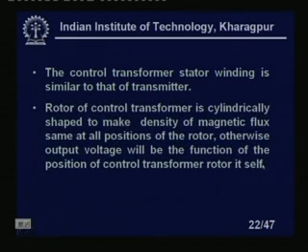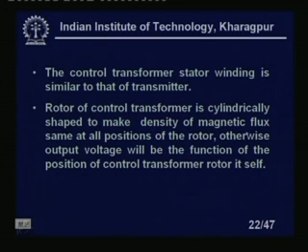The rotor of the control transformer is cylindrically shaped to make the density of magnetic flux the same at all positions of the rotor, otherwise the output voltage will be a function of the position of the control transformer rotor. That was a very undesirable characteristic previously. Nowadays, the output voltage should not be a function of that, so we want to make it independent. That is the reason the flux density is the same at all positions of the rotor, otherwise the output voltage will be a function of the position of the control transformer rotor itself.